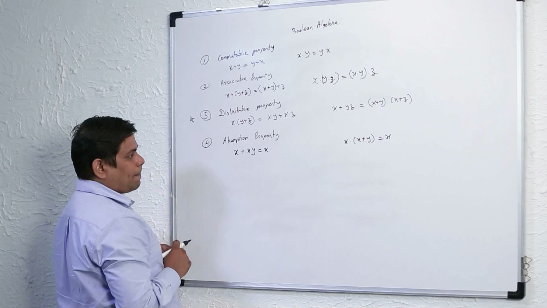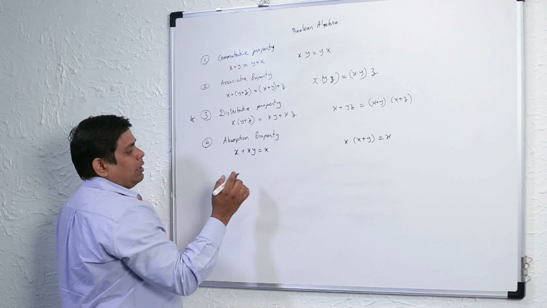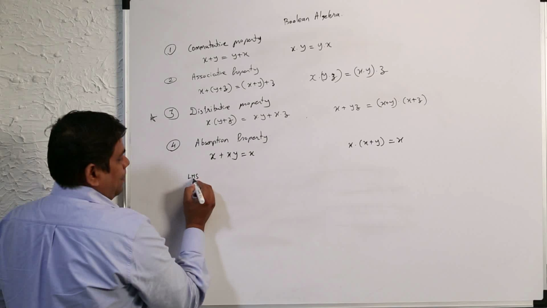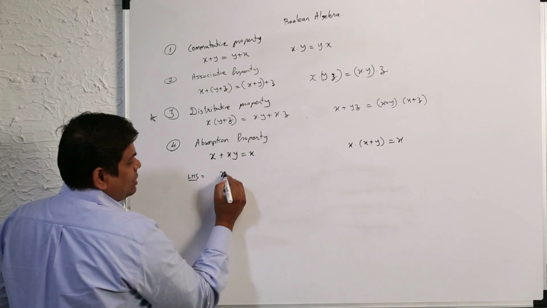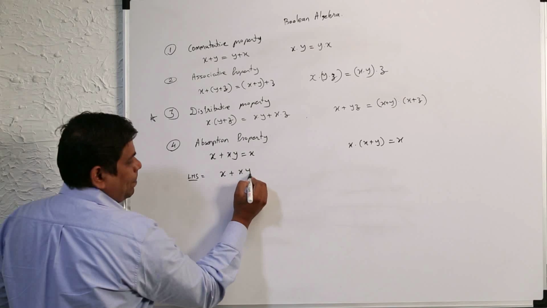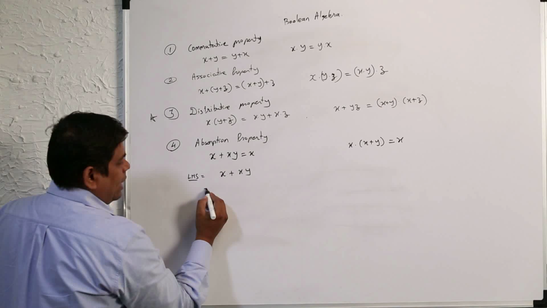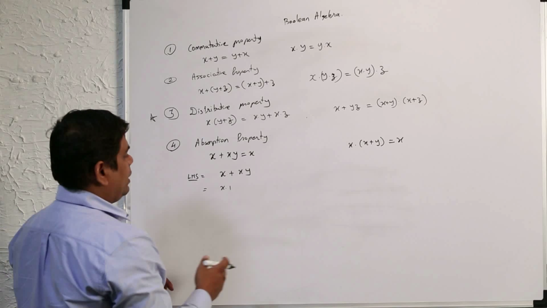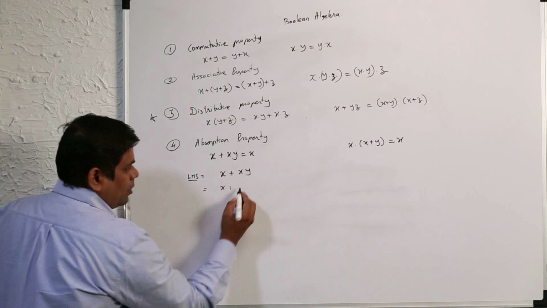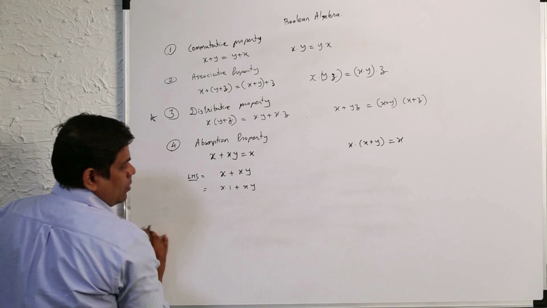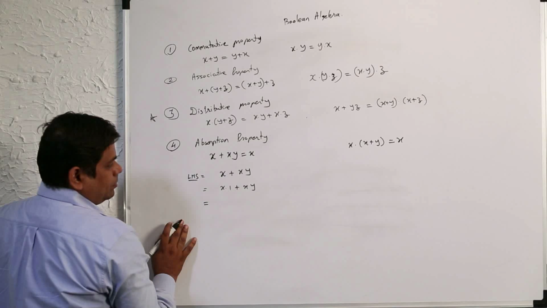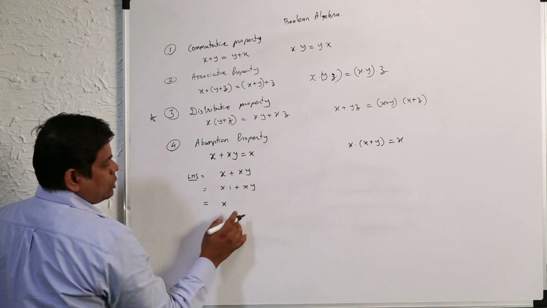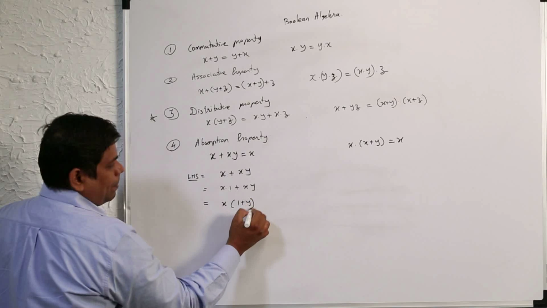The first, let us see the left hand side. The left hand side is x plus xy. Now what I can do is replace this x as x dot 1, which we have seen is going to be x itself. Now you can take x common. If you take x common, you will get 1 plus y.